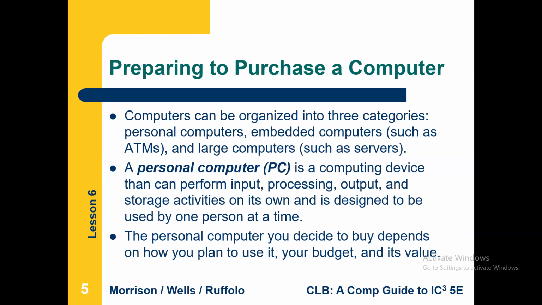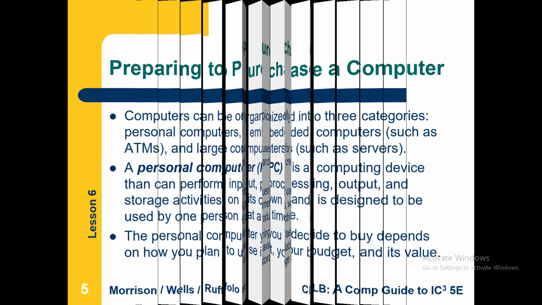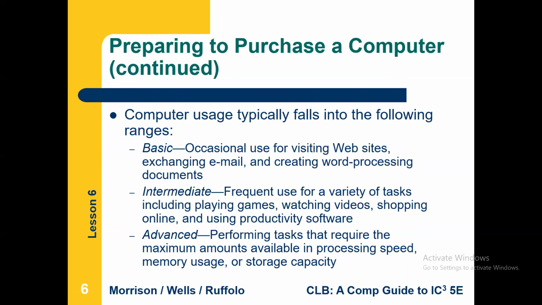So the personal computer that you decide to buy usually will depend on how you plan to use it. So you realize that there are some computers that basically are just used for some few things. So if you are going to buy a PC, usually it depends on what you plan to use it for. Then another thing also will be dependent on the budget that you have and then the value that it will basically bring to you. So when we are classifying computer usage, usually it falls into various ranges.